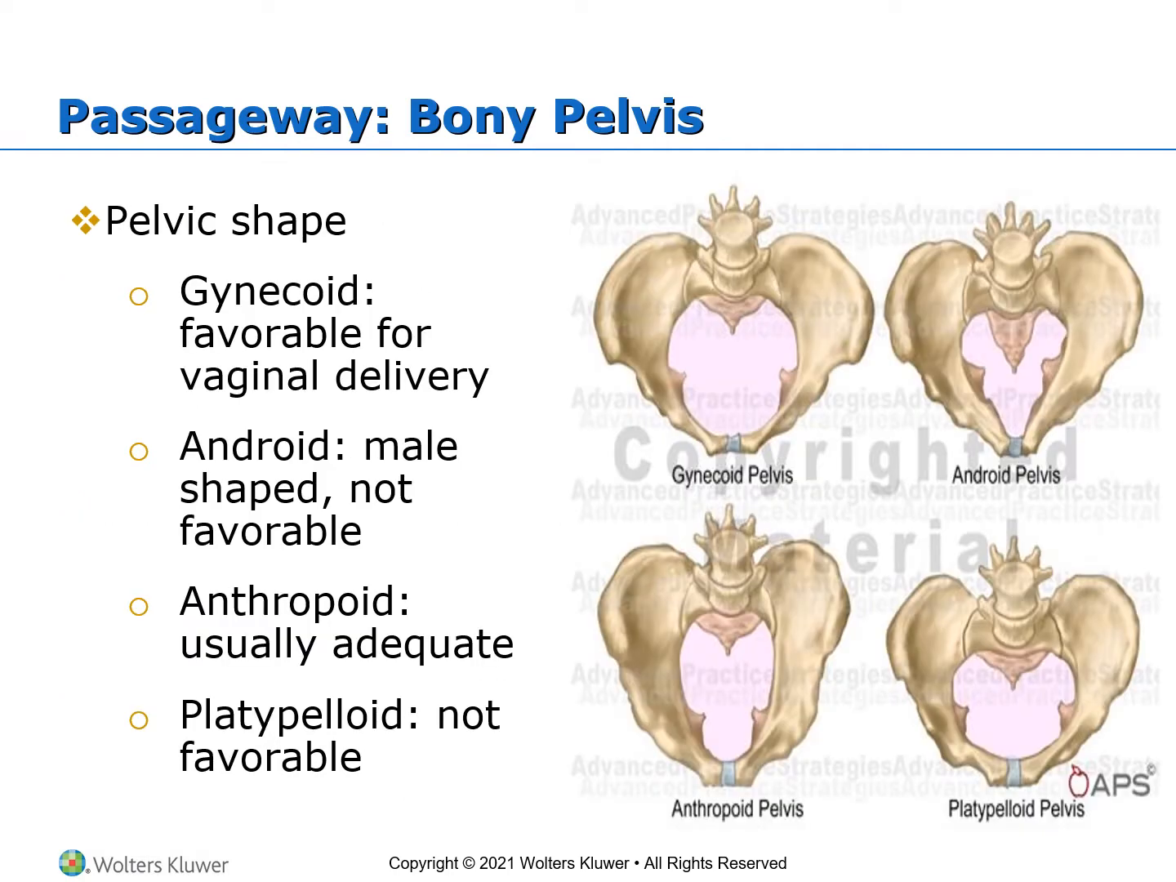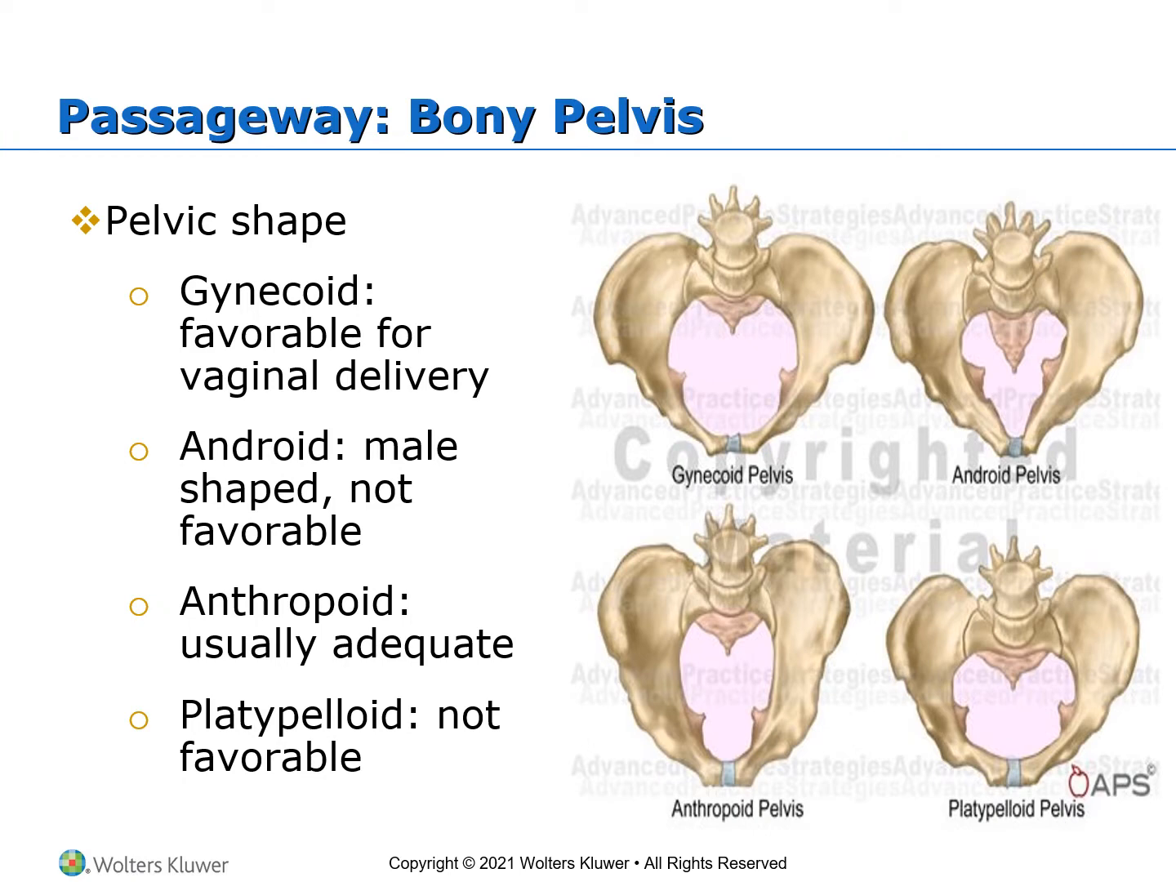So these are the different pelvic shapes. The gynecoid is the most favorable for a vaginal delivery. It basically looks like a pumpkin. The inlet is round and the outlet is roomy, as you can see from that view. The anthropoid is that the inlet is oval and the sacrum is long, and this is the second most favorable. So gynecoid and anthropoid were good.